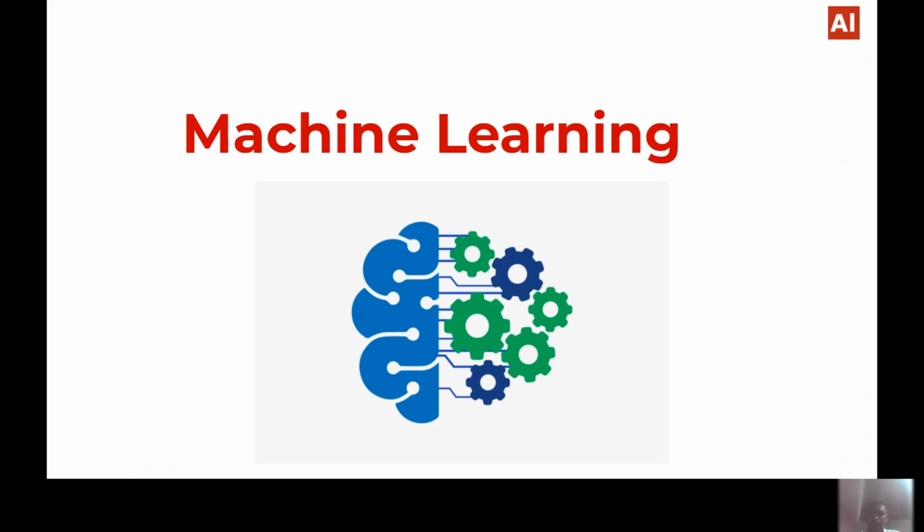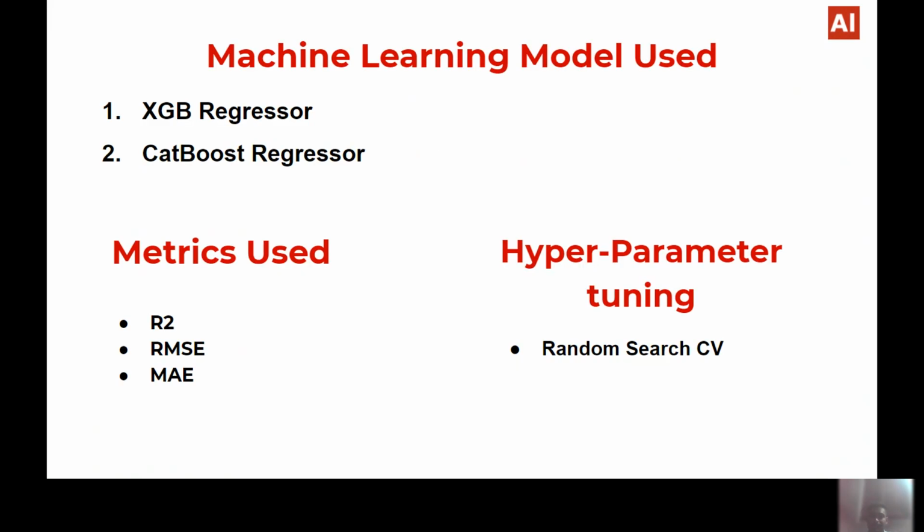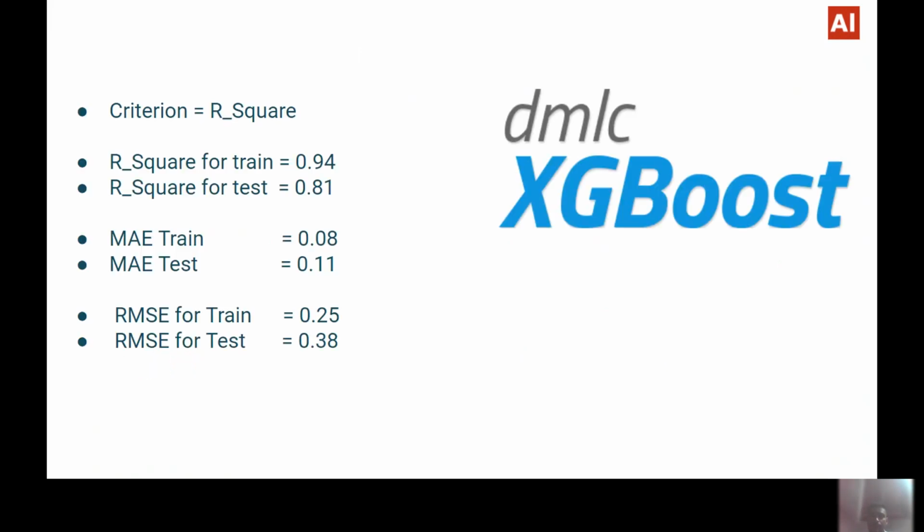After all this pre-processing, we developed our modeling. We applied XGB regressor and CatBoost regressor, and we took the evaluation metrics R2, RMSE, and RMAE. We did hyperparameter tuning also for better results. We applied random search CV. Here our main criterion for evaluation was R2 score.